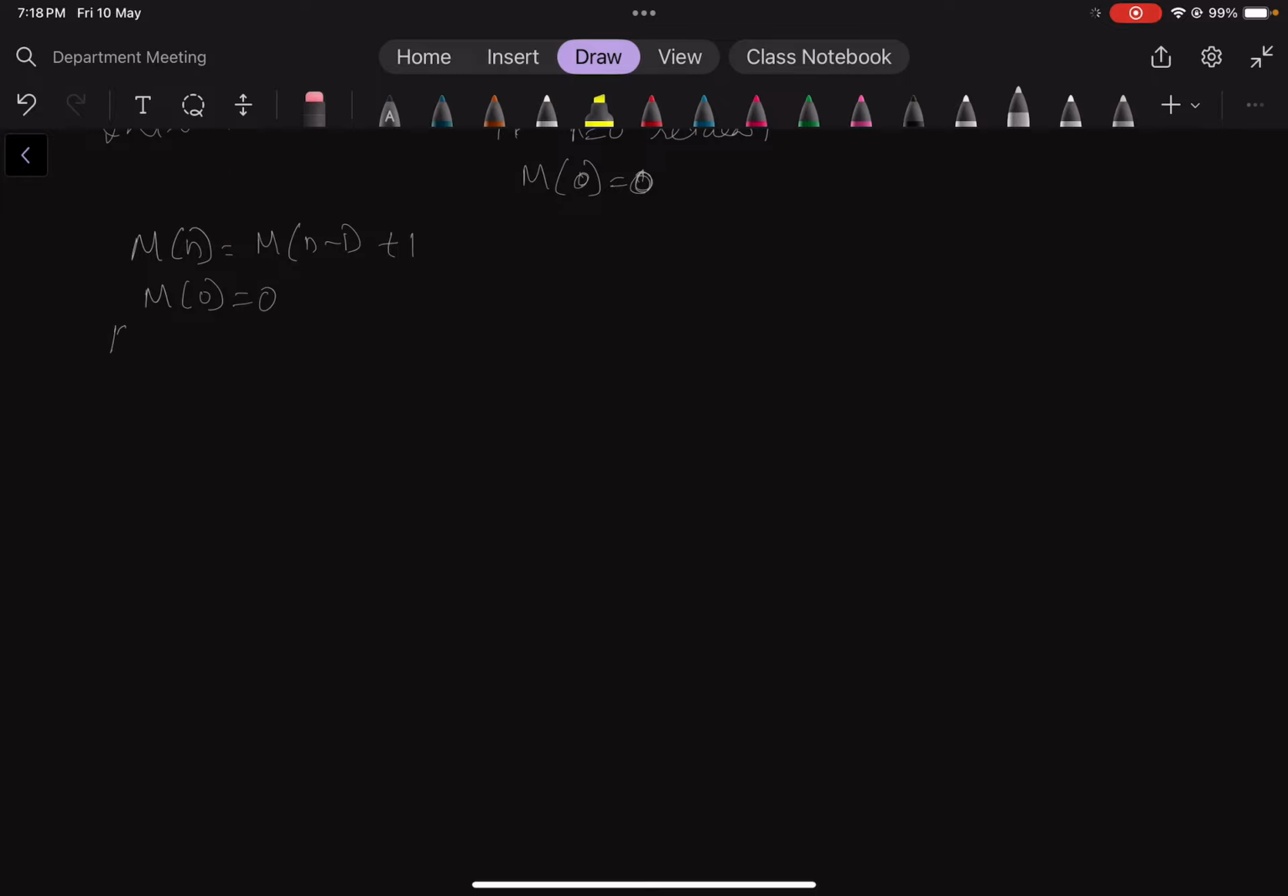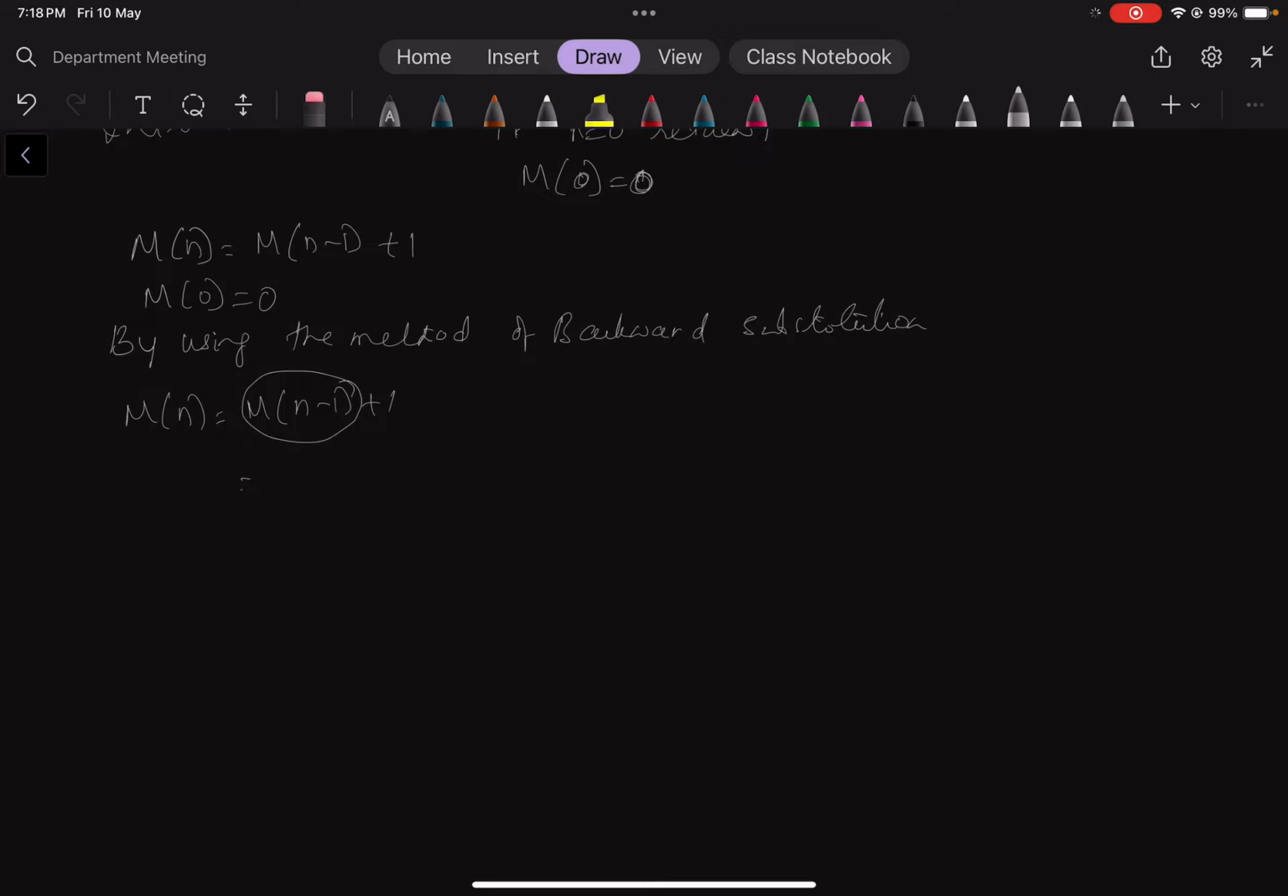So we will be using the method of backward substitution. We are going to substitute this backwards. How? M of n is equal to m of n minus 1 plus 1. So we are going to substitute the same for this, that means m of n minus 1.